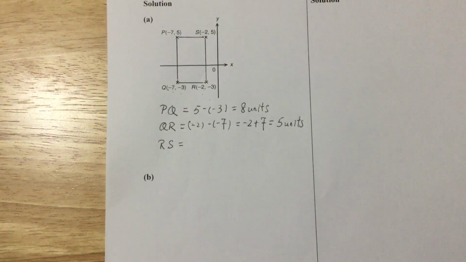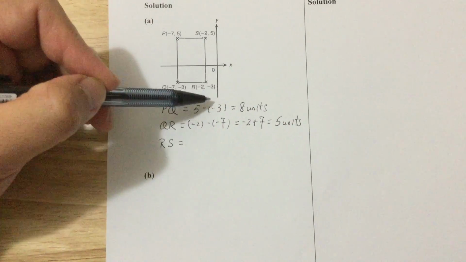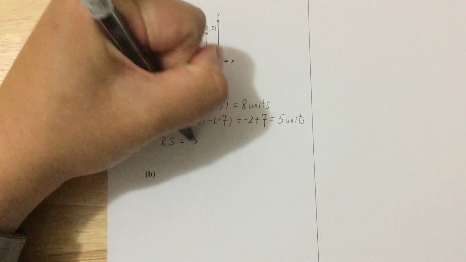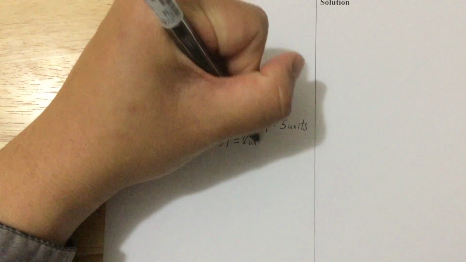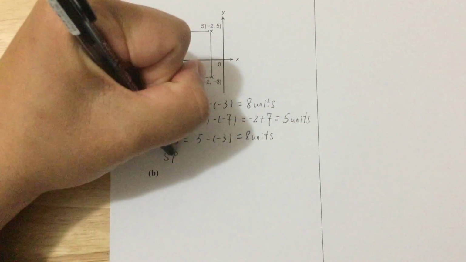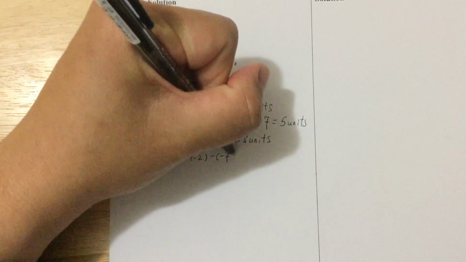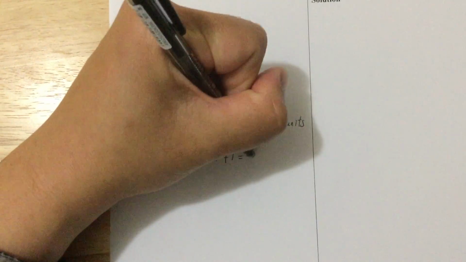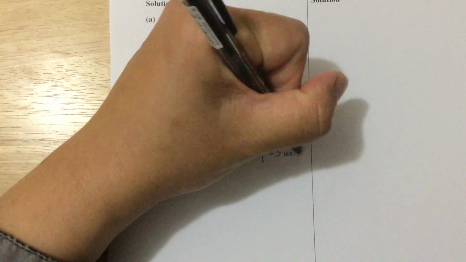Okay, for RS. For RS, once again, -2 are the same. We have 5 minus -3 once again, so 8 units. I think that if you're careful enough, you will see SP immediately. You can write down -2 minus -7 without watching the figure, and then you can see -2 plus 7 once again, that is 5 units once again.